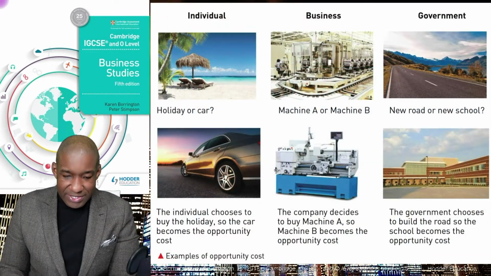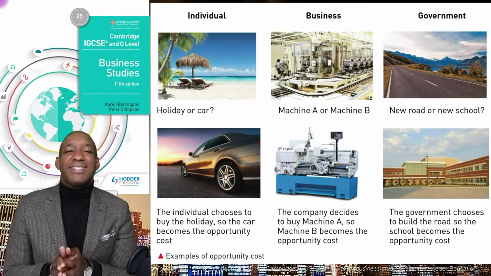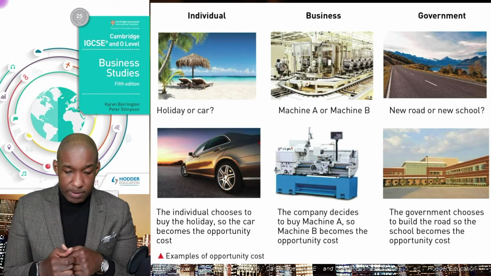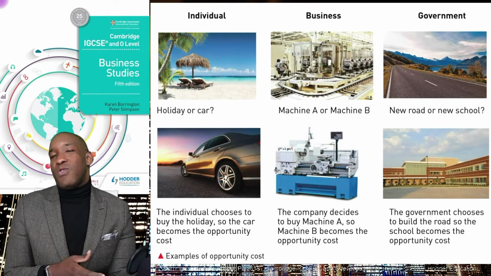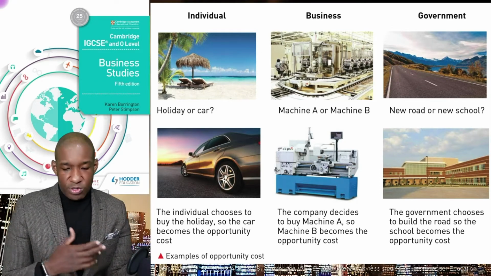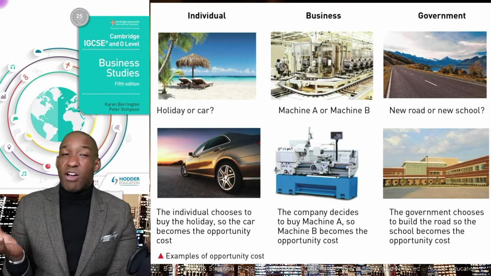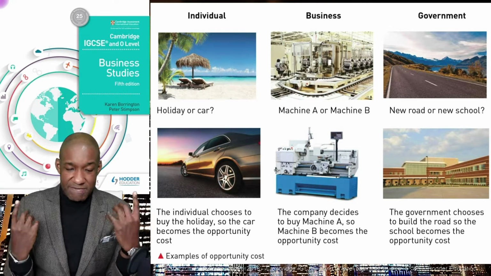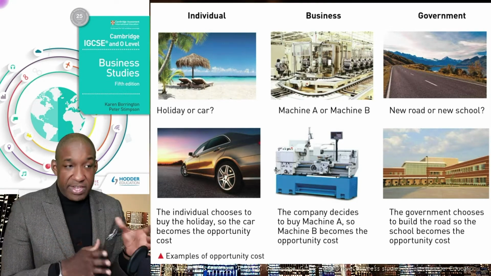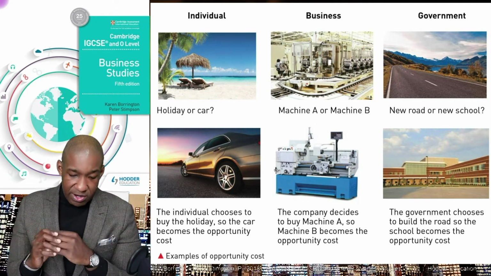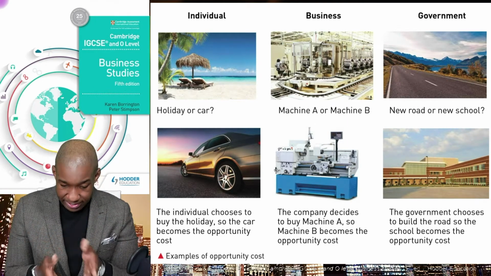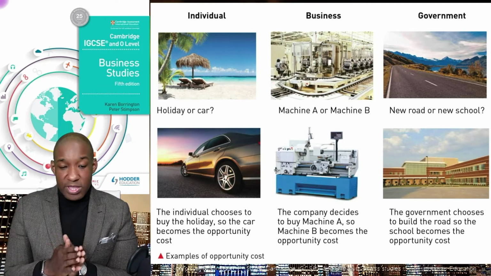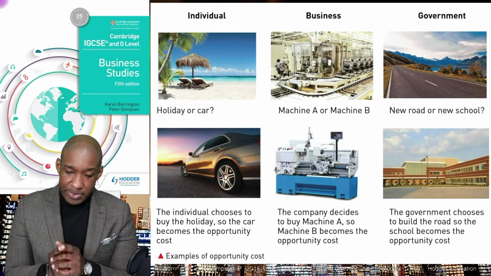Here's an interesting slide. So here we have 3 different examples of opportunity costs. For an individual, me and you, what do you choose? Do you want to go on vacation? Or do you want to buy a car? If they cost the same amount of money, which one do you choose if you could only choose one? You only have that set of money. Do you buy that vacation or do you buy that car? The individual chooses to buy the holiday in this example, so the car becomes the opportunity cost. In order to go on that vacation, that car will have to be given up.